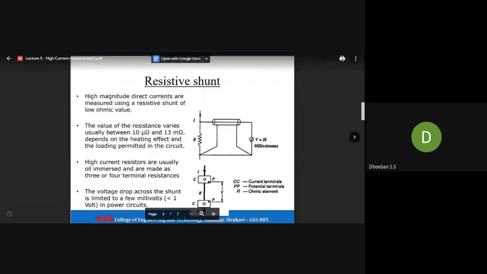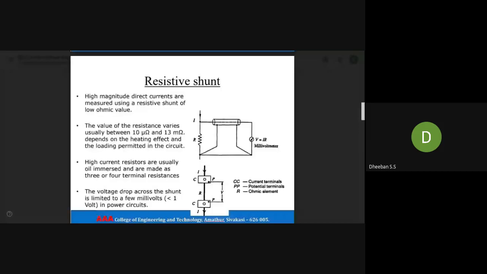So what will these resistive shunts be doing? Our ultimate aim is to measure a very high current. This resistance can measure both DC as well as AC. As I have already said, it doesn't depend upon the nature of the current.